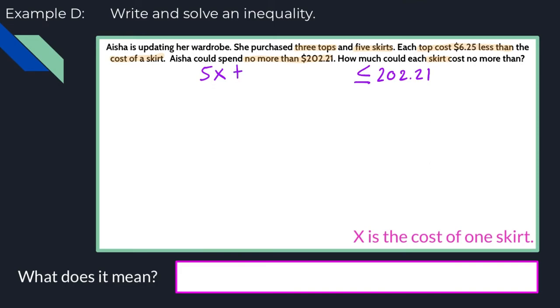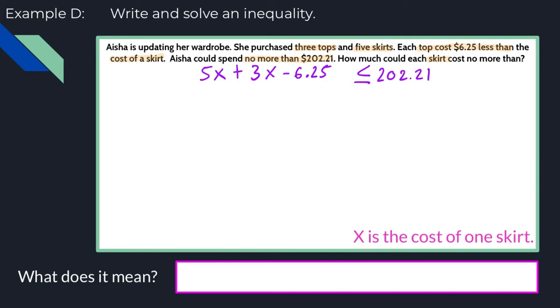We're going to add those 3 tops, but we can't just put in 3x, because x is the cost of a skirt, and our tops don't cost the same as a skirt. So in order to do that, we need to do subtraction of $6.25, because they're $6.25 less than the cost of a skirt. So we need to write that as x minus $6.25 for the top. However, that would only give us one top. If we did x minus 6.25 one time, we would only be taking $6.25 off for one of the tops. But we're buying 3 tops.